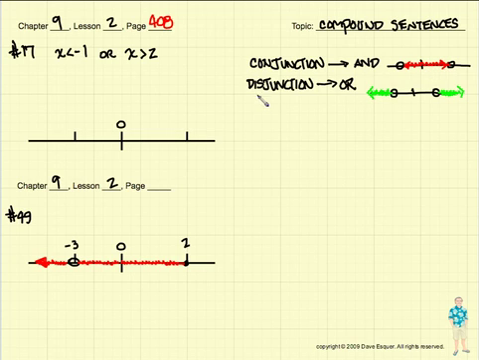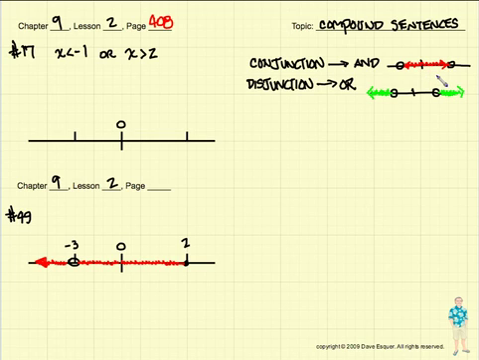The opposite of conjunction is the disjunction, and the disjunction always has an "or" with it. And the disjunction is where the "or" is on the outside of those 2 points. So the conjunction is everything that lies in between the 2 points. The disjunction is everything that lies outside of those 2 points. So that's the difference. Everything outside, everything on the inside.